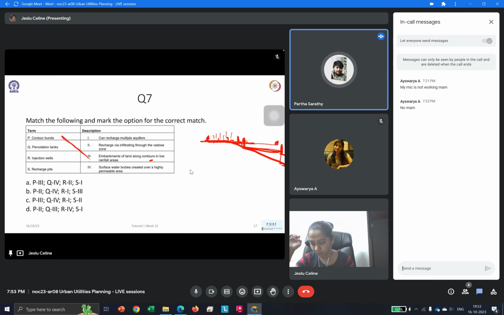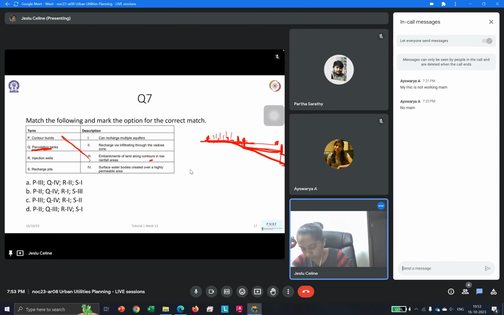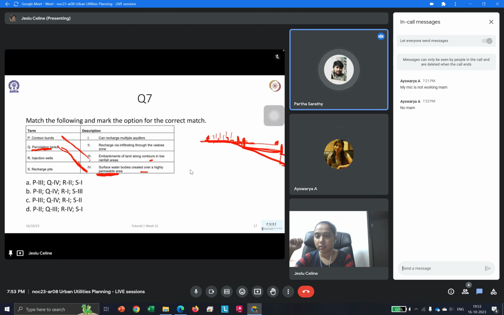Surface water body created over a highly permeable area. Yeah, so the whole idea is it should percolate. That is there in this question, that it's built over a highly permeable area. So these are surface water bodies created over a highly permeable area so that maximum percolation happens. Very good. Yes, correct. Now injection wells. Recharge via infiltrating through the Vadose zone. That is injection well. Okay. So what is recharge pit then?